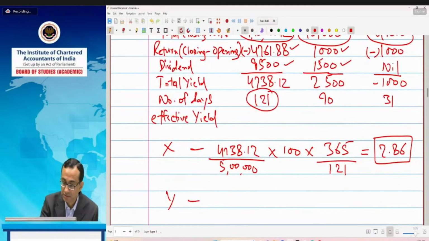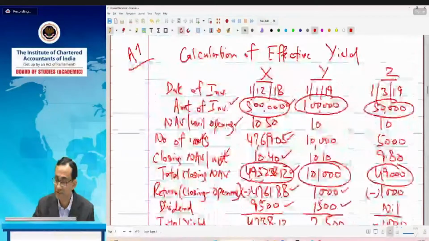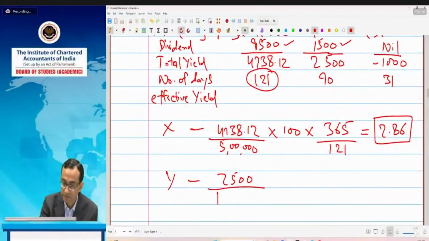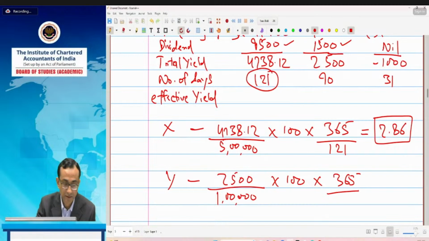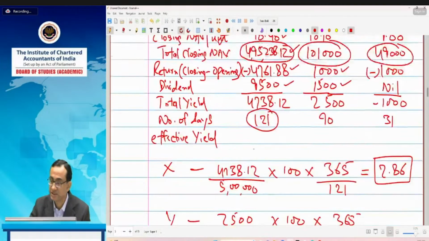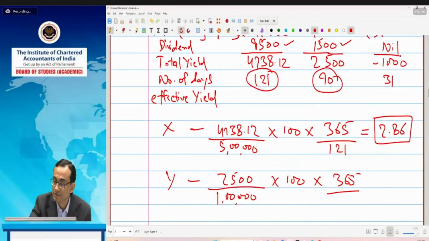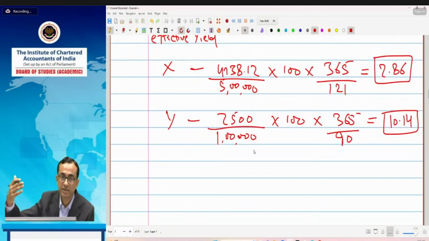Scheme Y, the total yield 2,500, investment 1 lakh, into 100 into 365 divided by the number of days the investment is held in Y, which is 90 days here. So 365 upon 90 will come to about 10.14 in case of scheme Y. It is calculated the same way as in case of X.